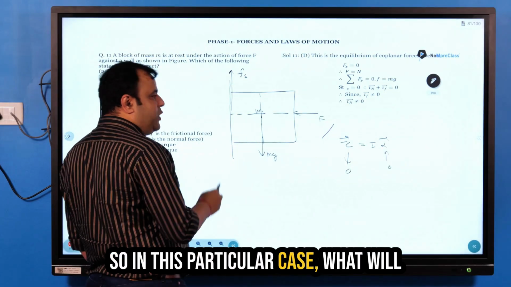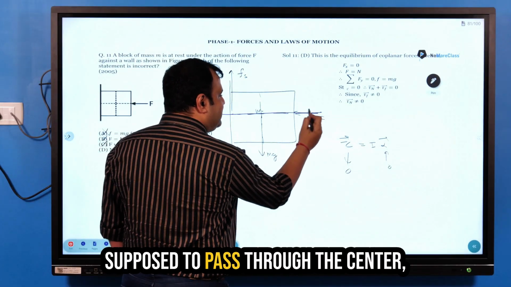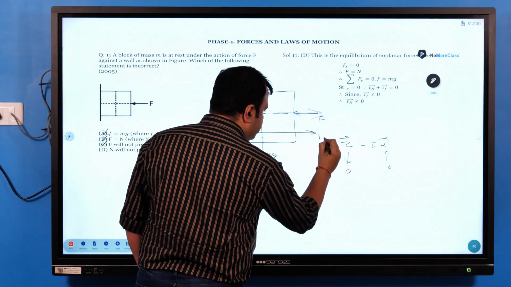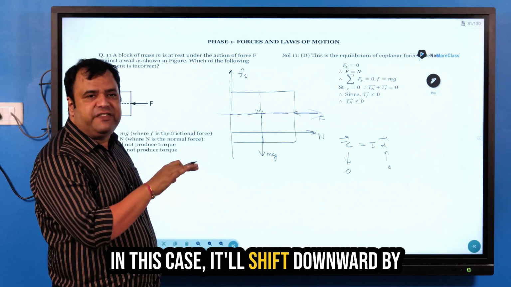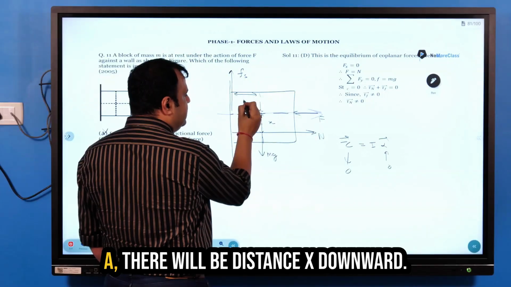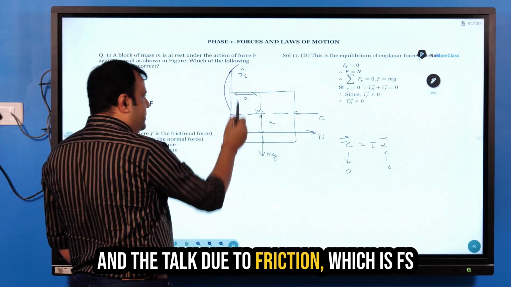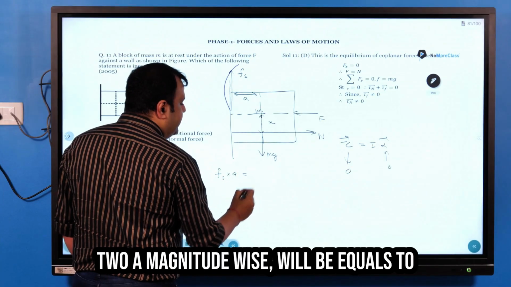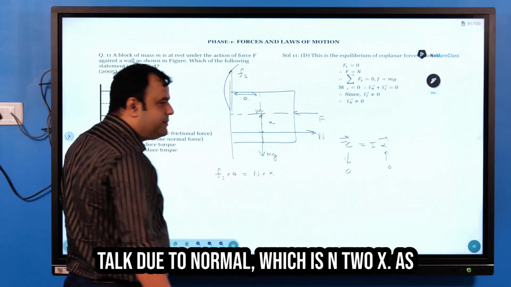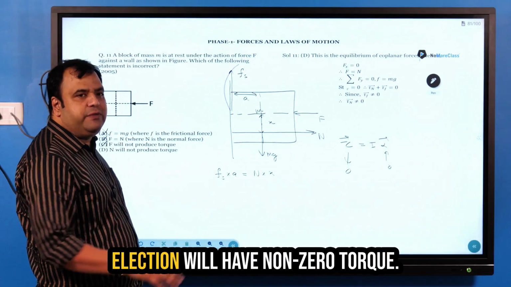So in this particular case, in these kinds of questions, the normal direction which was supposed to pass through the center will not pass through the center, it will shift. In this case, it will shift downward. If let's say this distance is a, there will be a distance x downward. And the torque due to friction, which is Fs into a, magnitude-wise will be equal to the torque due to normal, which is N into x. As you can see, the normal direction is not passing through the center, so the normal will have a non-zero torque.